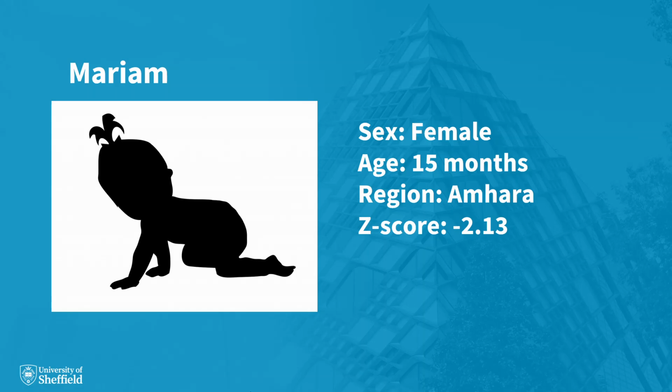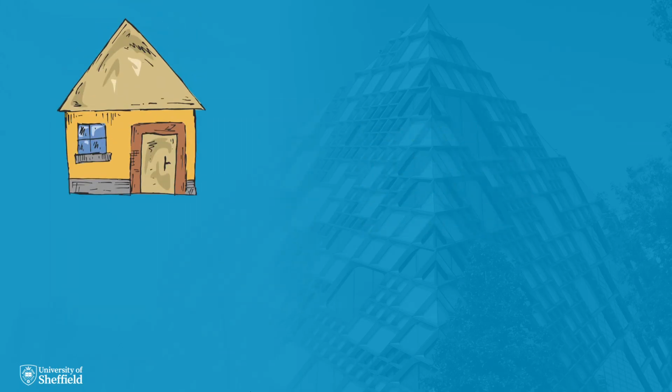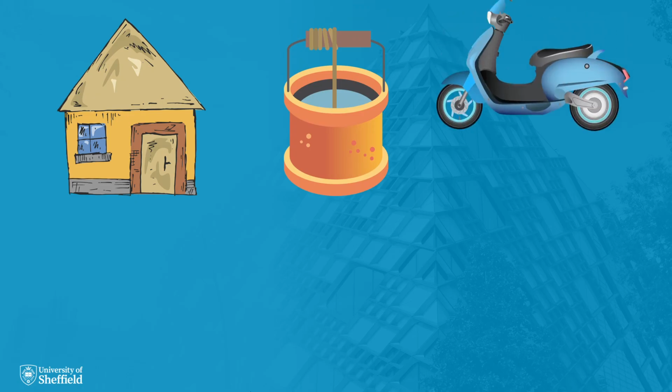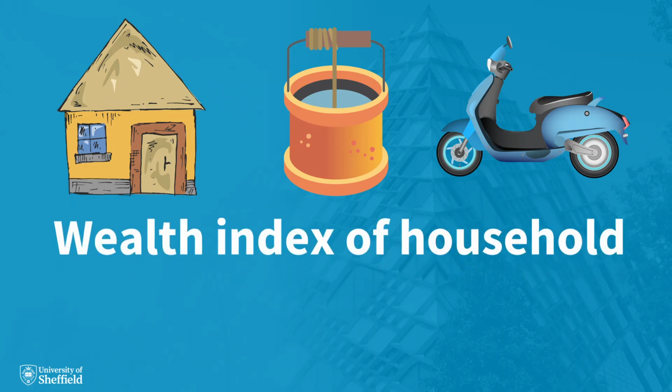Now, the survey that was conducted in Ethiopia didn't just measure children's heights. A lot of other data were collected about these children and their families. This included information about the family's housing quality, including size and construction of dwelling, access to services, including access to electricity, water and sanitation, and number of consumer durables owned by the household. These different factors were combined to produce a wealth index for each child. We don't need to worry too much about how it's calculated, except to say that households with a low wealth index score less well on these measures and households with a high wealth index score better on these measures.